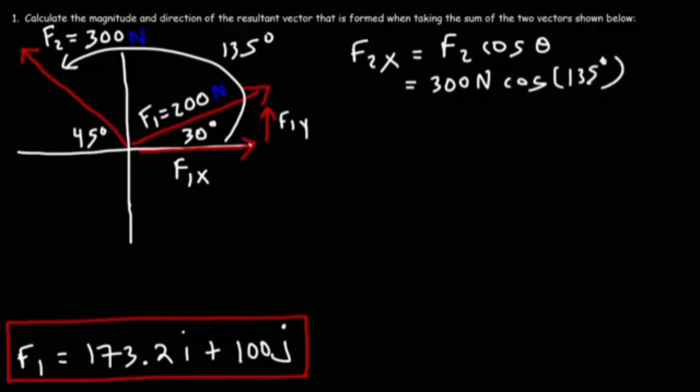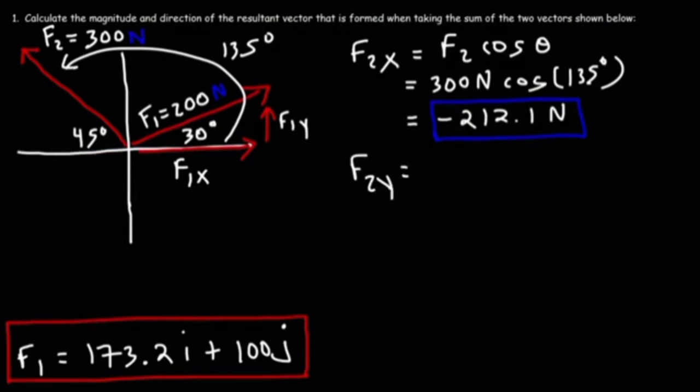Now let's go ahead and plug this in. 300 cosine 135 is equal to negative 212.1 newtons. So that's the x component of the second force vector. Now you might be wondering, why do we have a negative sign? The reason why it's negative is because the x component is negative in the second quadrant. These values are negative x values. And so that's why we're seeing a negative sign here, which is good. This is an indication that we're on the right track.